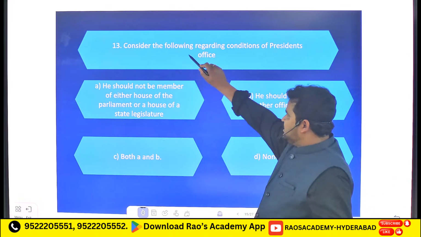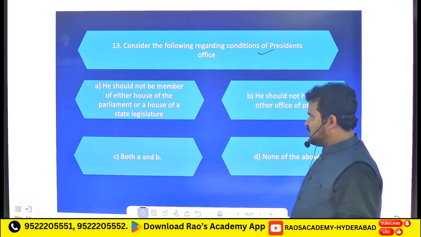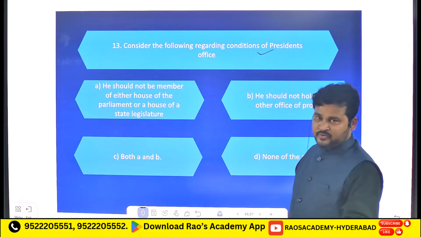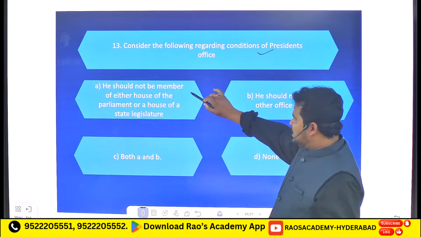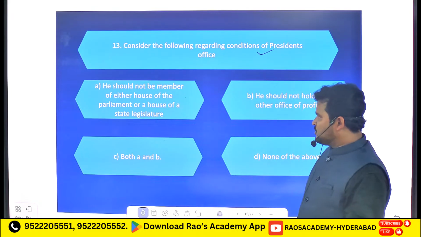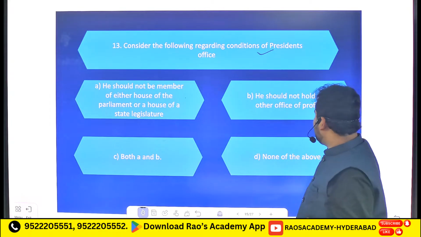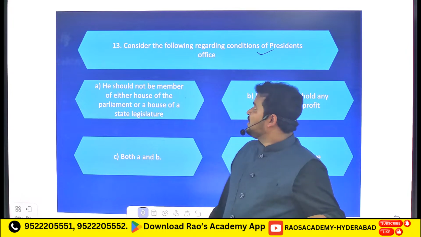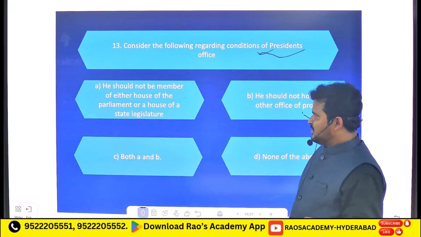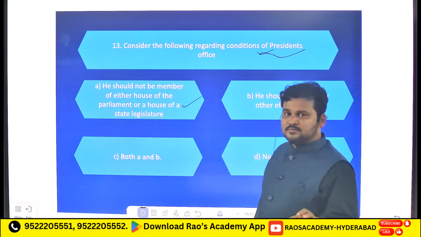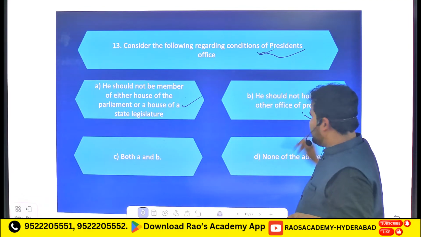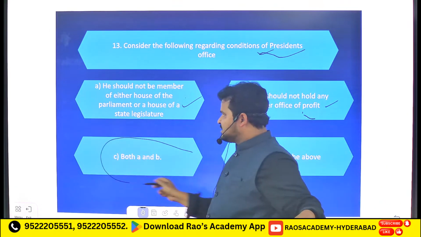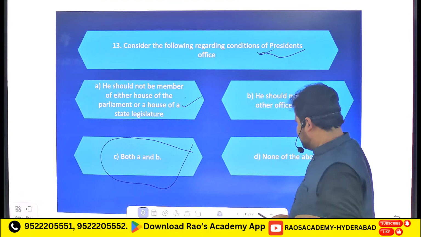And 13. Consider the following regarding conditions of the President's office. A, he should not be a member of either House of the Parliament or a House of a state legislature. B, he should not hold any other office of profit. C, both A and B. So, like conditions of the President's office: in general, he should not be a member of any house, and he should not hold any other office of profit. So with that information I can say that C is the answer for the 13th question.